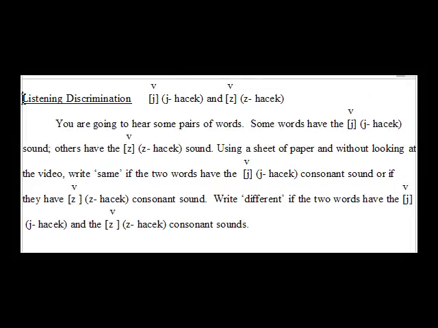Listening discrimination, the J hat check and the Z hat check consonant sounds. You're going to hear some pairs of words. Some words have the J hat check sound, while others have the Z hat check sound. Using a sheet of paper and without looking at the video, write same if the two words have the J hat check consonant sound, or if they have the Z hat check consonant sound. Write different if the two words have the J hat check and the Z hat check consonant sounds.